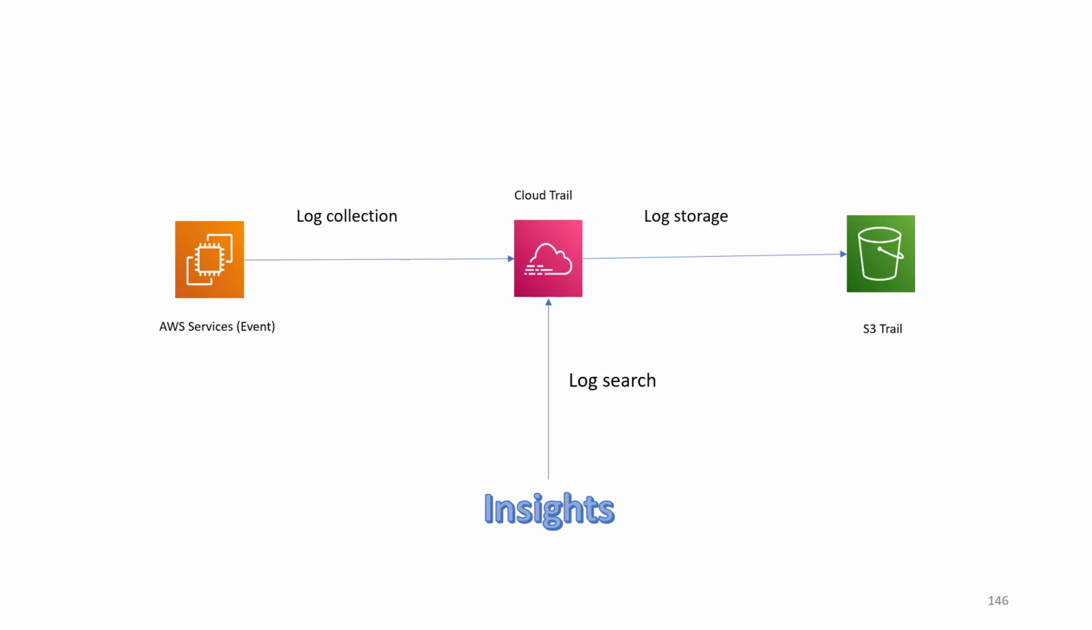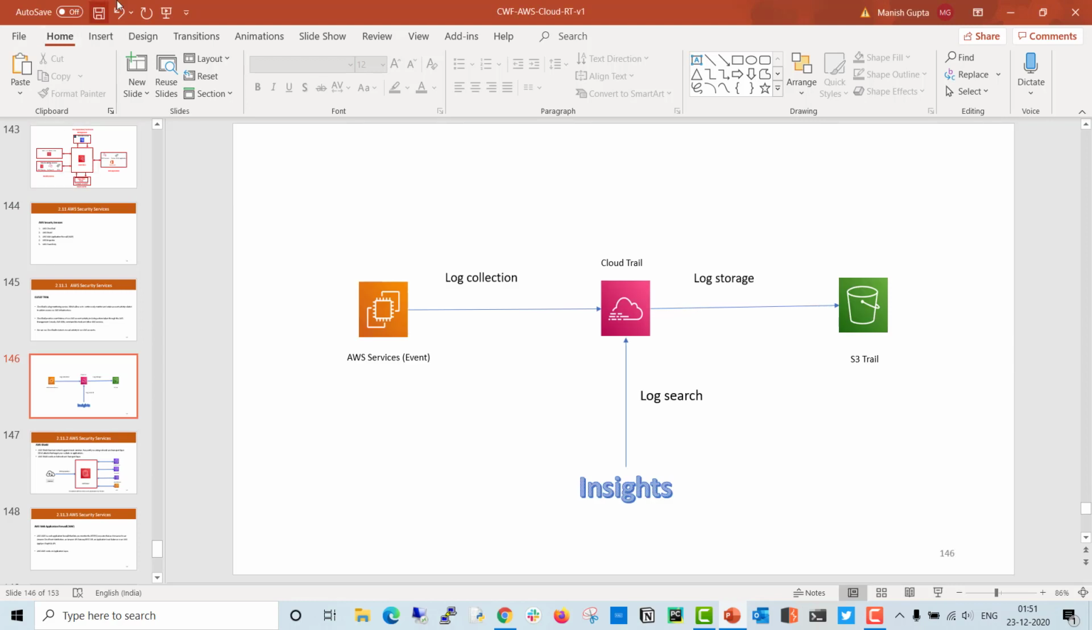The third one is how we can search the log. So you have to create Insights. Insights basically check for any write API. Is there any write operation happening, or is there any malicious API which is making a write call? You can search for those logs using Insights. So let's see how it looks practically.